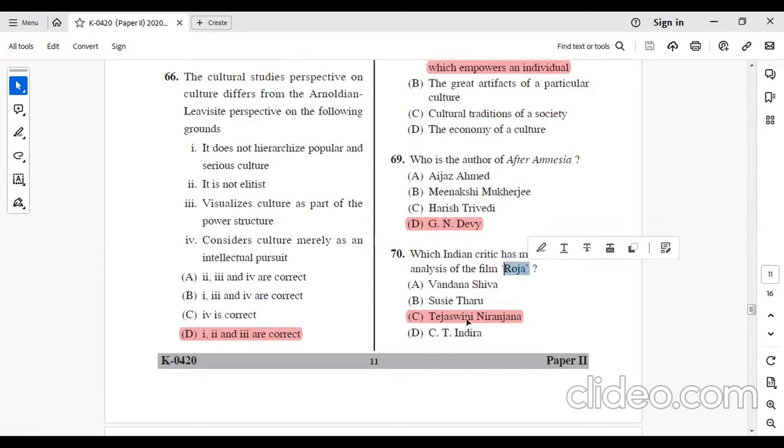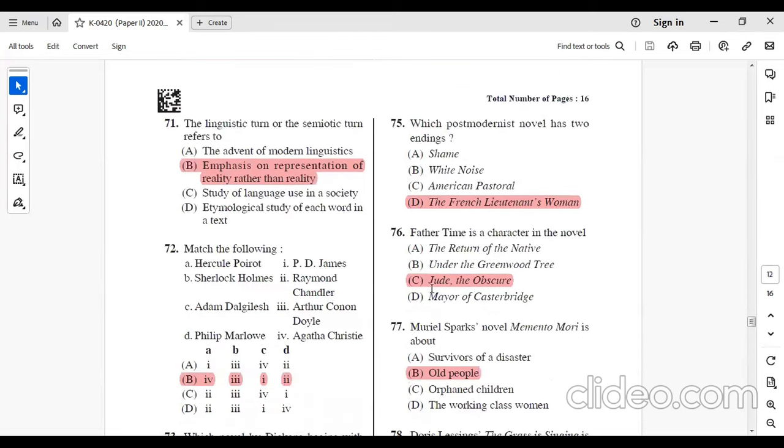Which Indian critic has made a cultural analysis of the film Roja? Tejaswini Niranjana has made a cultural analysis of the film Roja. Nice song. The linguistic turn or the semiotic turn refers to emphasis on representation of reality rather than reality.